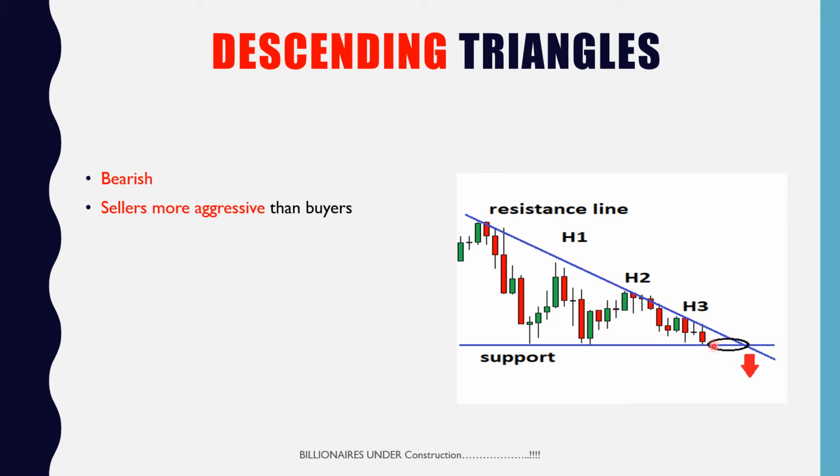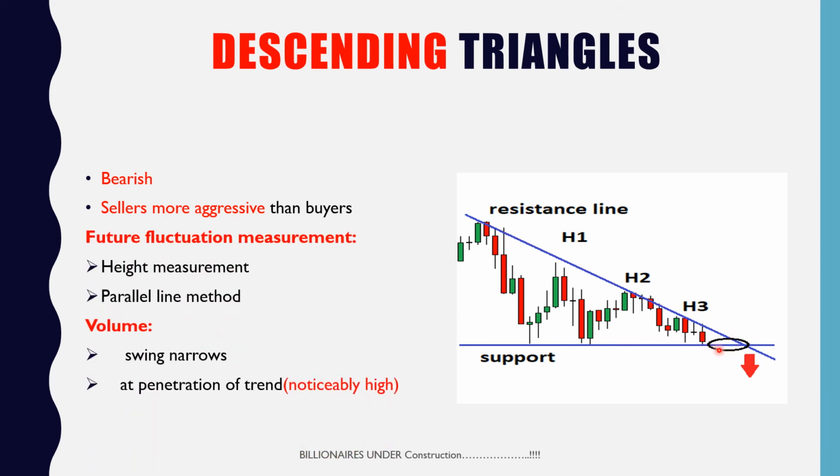And if the breakout of this support line happens with high volumes, then this indicates that there is going to be a further downward movement, and for measurement of that downward movement the techniques are going to remain the same. The first one is height measurement and the second one is the parallel line method. And now let's move to another very interesting triangular formation.